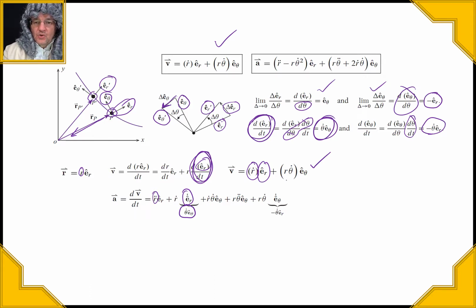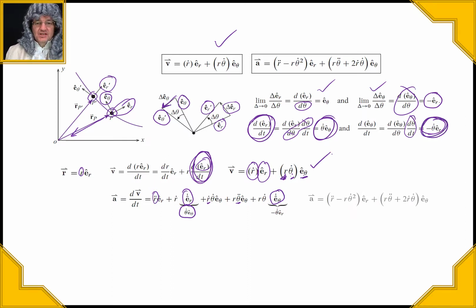Now we have three parts to this term: R, theta dot, and E theta. So we'll do the product rule one at a time. We have R, so we have R dot. We have theta dot, so now we have theta double dot. And lastly, we have E theta, which we have to differentiate, and we know from over here that's going to be negative theta dot ER.